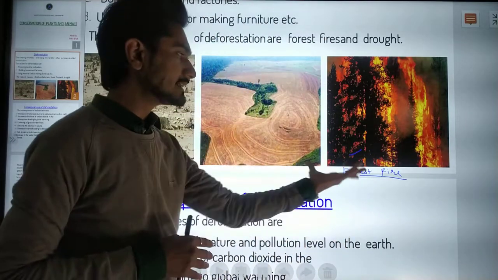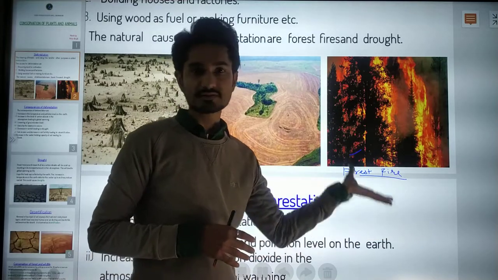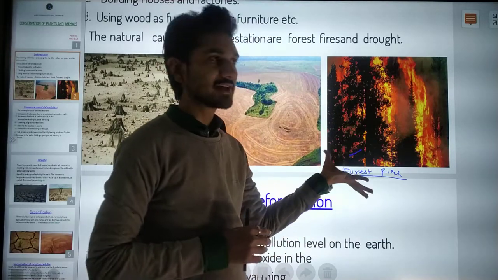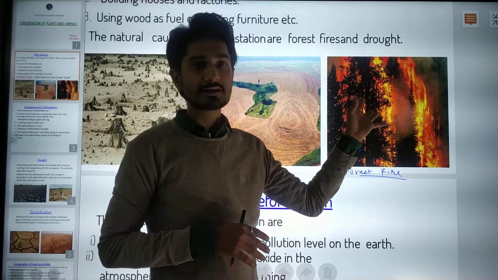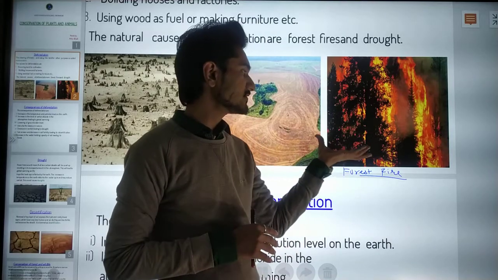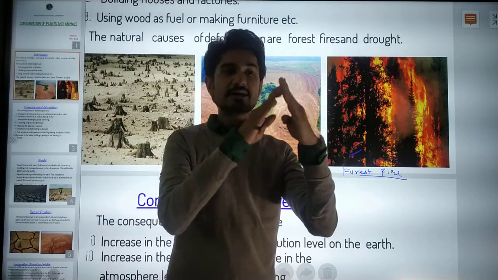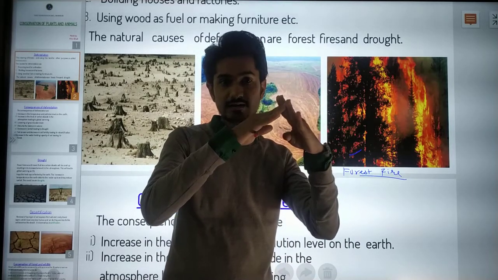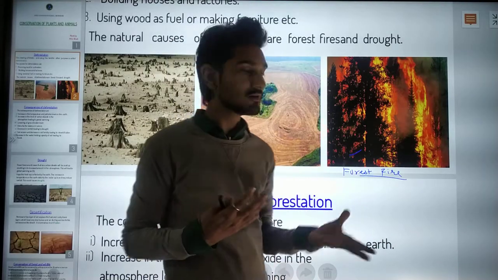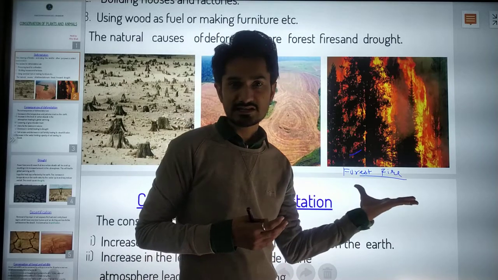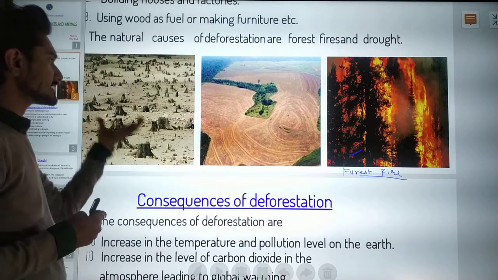So this is the natural reason. We don't know the main reasons for this fire to occur. Sometimes due to heavy rains, lightning erupts on a tree, and that starts the fire. Sometimes trees collide with each other and create a spark, and it will generate electricity sometimes. So these are reasons we don't know, that's why we can consider it a natural cause. And this is the desertification, and that is the main reason that we are cutting the trees.